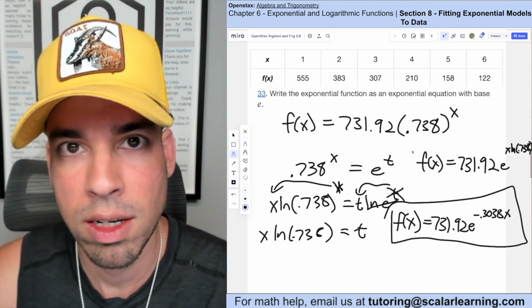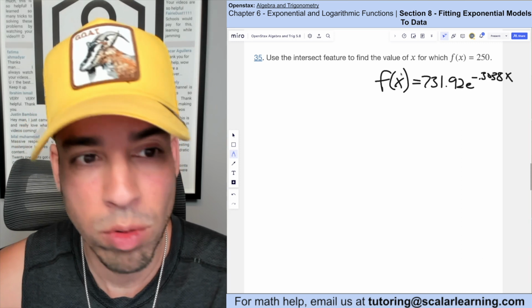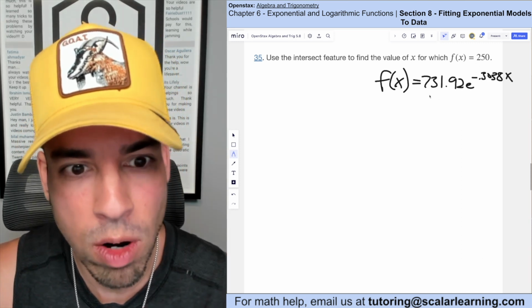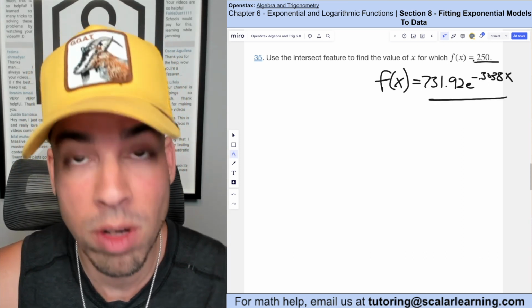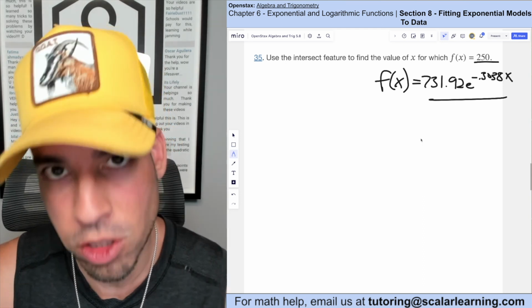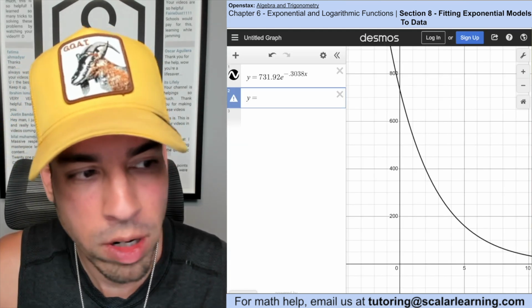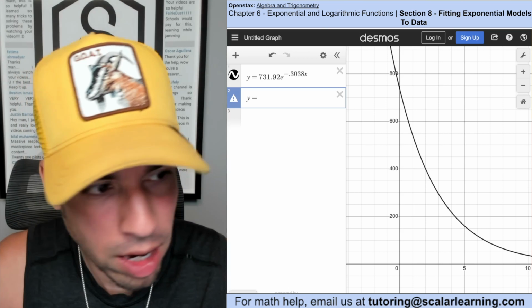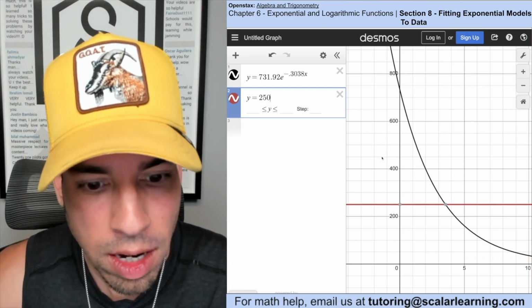Boom, done. So using the function that we found in 33, we're going to use the intersect feature to figure out when this equals a function value of 250, and we're going to do it in Desmos. So let's check it out. So we got the function graphed here, and we're trying to figure out when this hits a function value, aka a y value of 250. And boom, there it is.